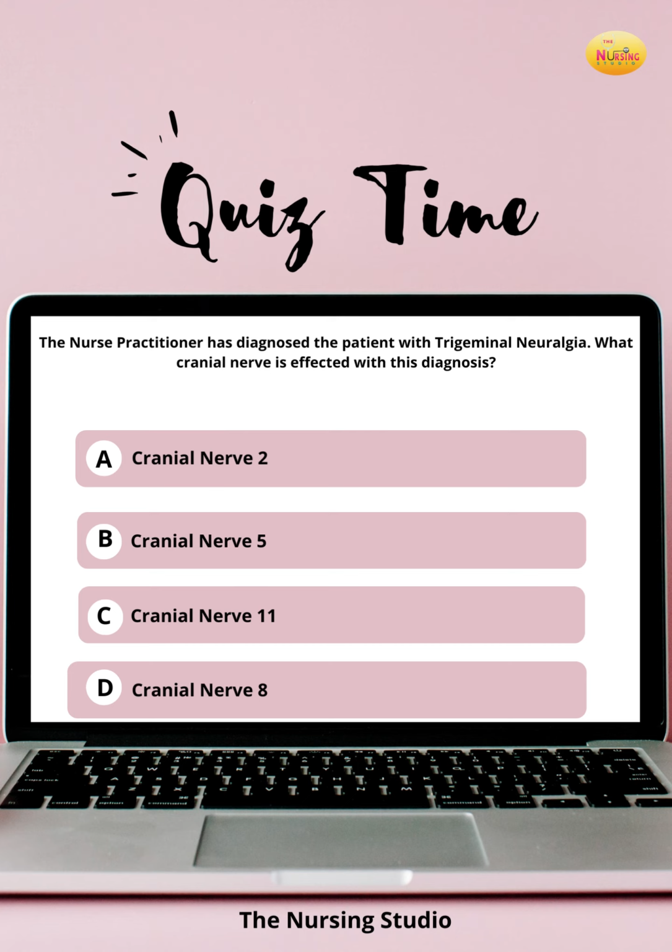All right, and the last question for this week is the nurse practitioner has diagnosed a patient with trigeminal neuralgia. What cranial nerve is affected with this diagnosis? Is it A, cranial nerve 2, B, cranial nerve 5, C, cranial nerve 11, or D, cranial nerve 8? Take a moment, tell me what you have in the comments.